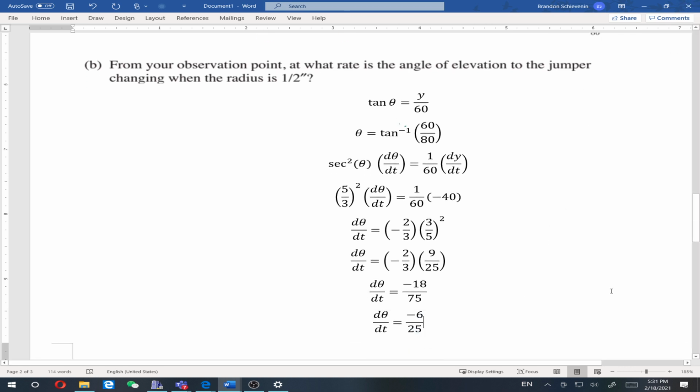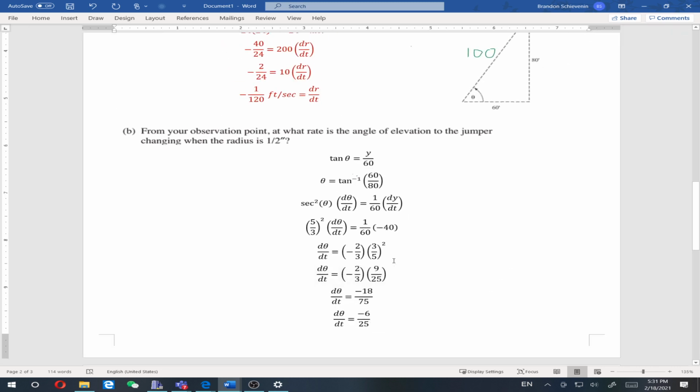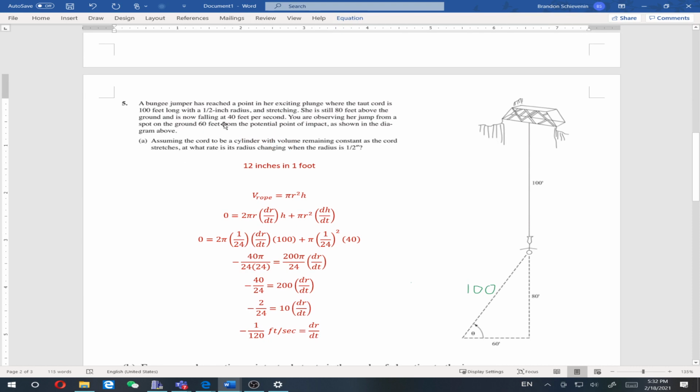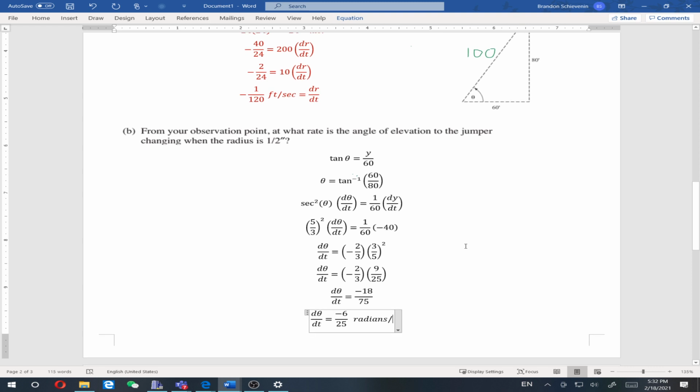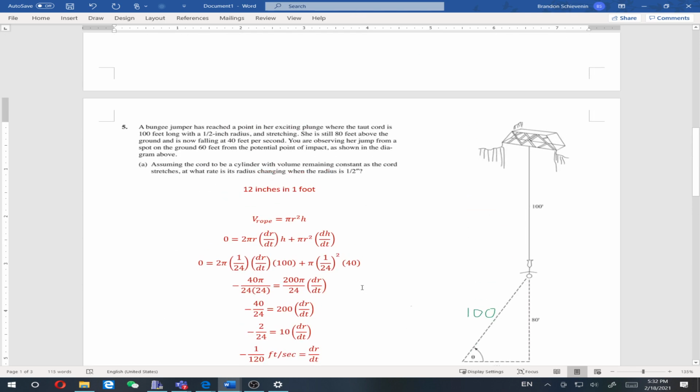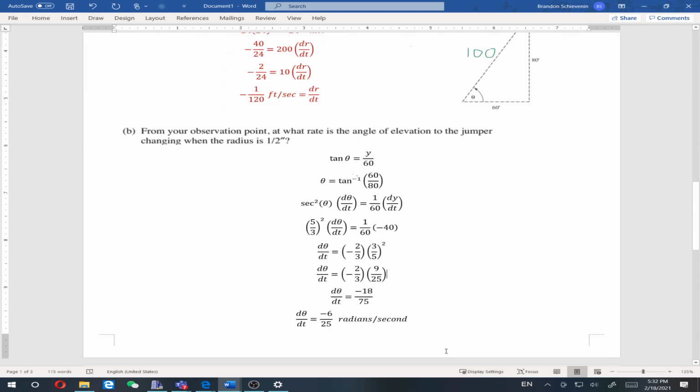What are our units? D theta over dt is not degrees. It didn't say, so I'm going to make this radians, but radians per second. Okay. Any questions on anything we did?